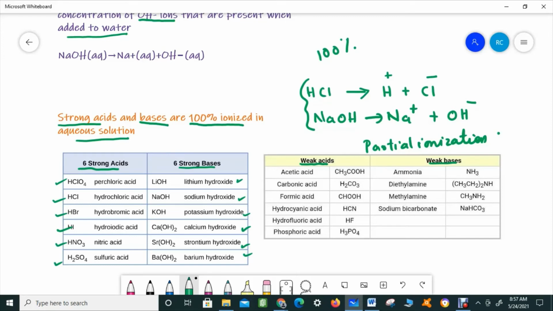Now, coming to the weaker acid section: acetic acid, carbonic acid, formic acid, okay, these are actually organic acids from plants and animals, so they are weaker acids. Then another section of weaker acids are hydrocyanic acid, hydrofluoric and phosphoric acid, which are not that familiar, but the first three are very familiar to us. Acetic acid is otherwise known as vinegar, carbonic acid is called soda water, and formic acid is coming from the ant sting. And the weak bases familiar to us are ammonia, which is used as a bleaching agent, and sodium bicarbonate. Okay, these are the weak bases.